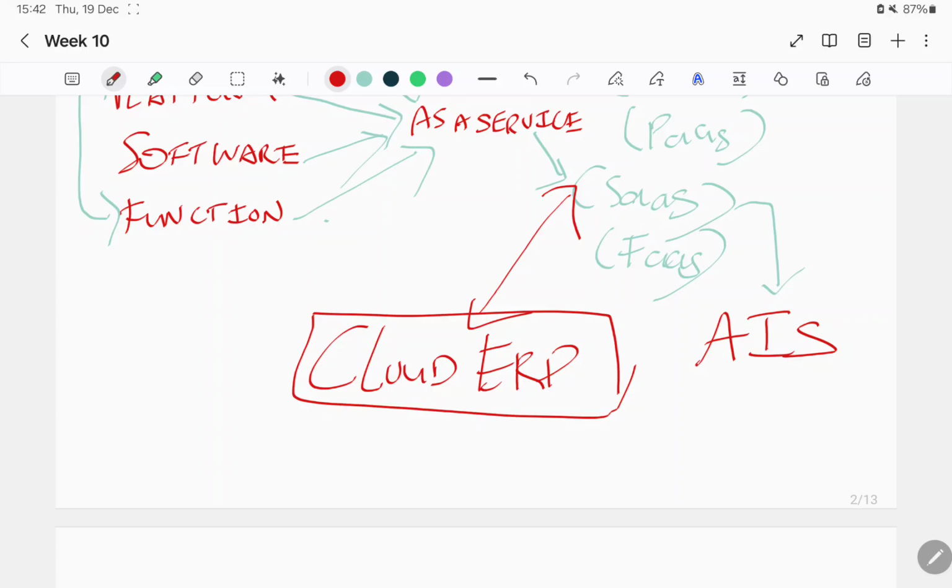Okay, this one must be clear. This one is important. You must know what is installed on the computer system, and also on a cloud ERP system or cloud accounting system. A cloud accounting system you don't need to install, right? Everything is in the browser already.